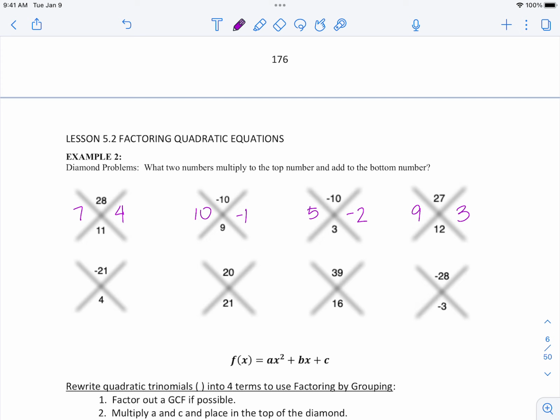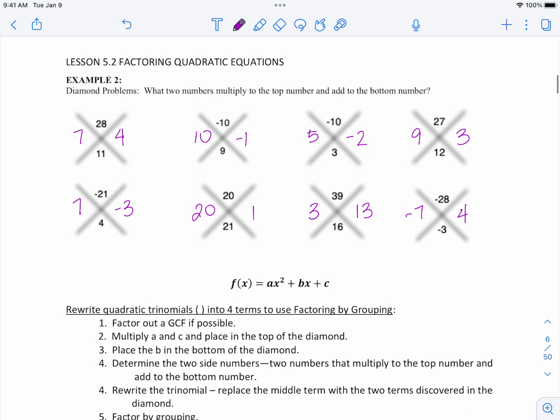Okay, multiply to -21 that adds up to 4 is going to be 7 and -3. Multiplies to 20 that adds to 21 is going to be 20 and 1. Multiplies to 39 and adds up to 16 is going to be 3 and 13. And multiplies to -28 and adds up to -3 is going to be -7 and 4.